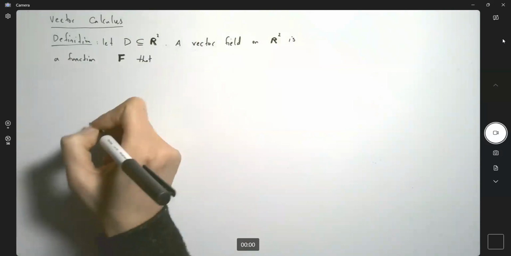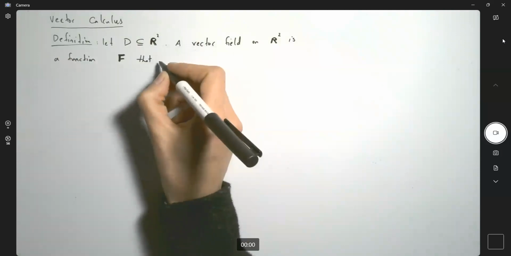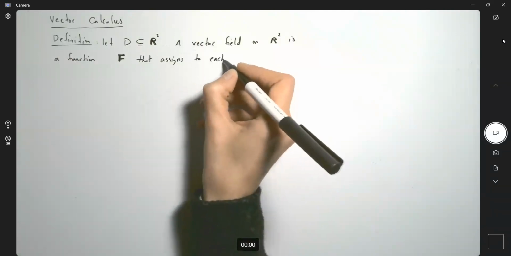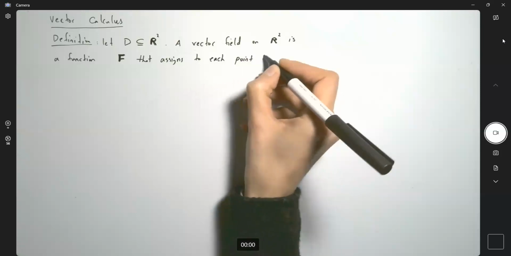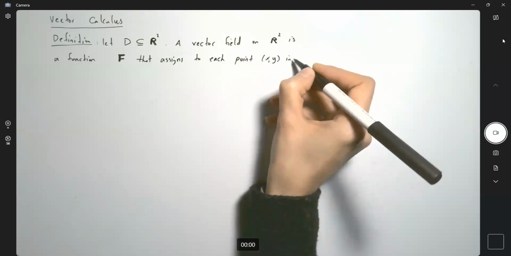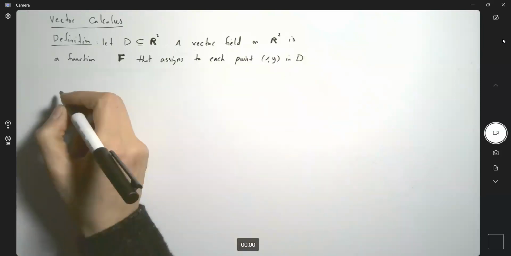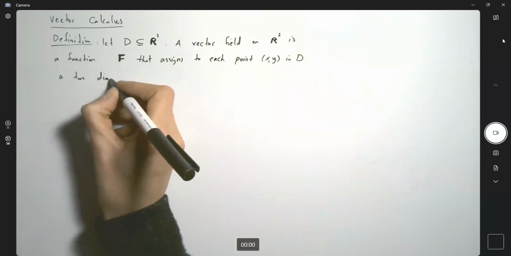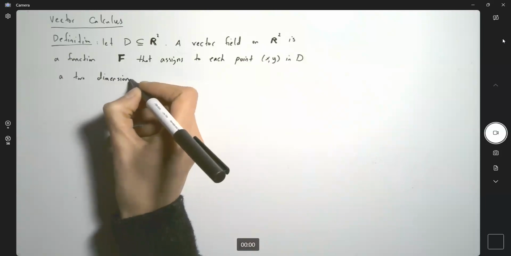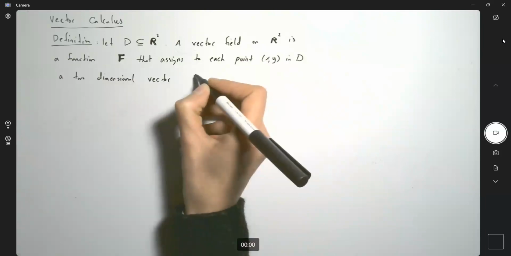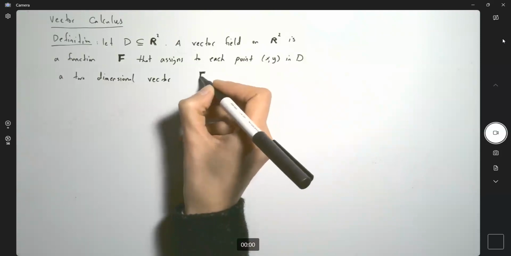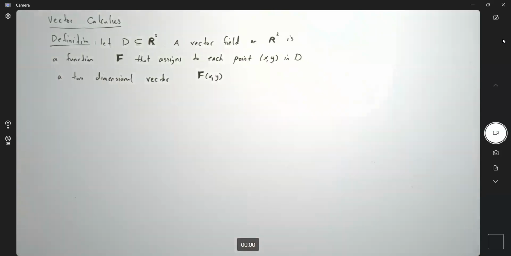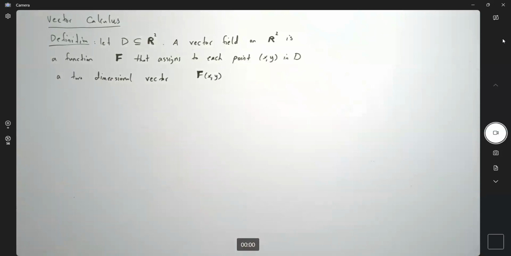So what does this function do? It assigns to each point, like X and Y, in the region D, a two-dimensional vector, that we're going to represent by F of X and Y.